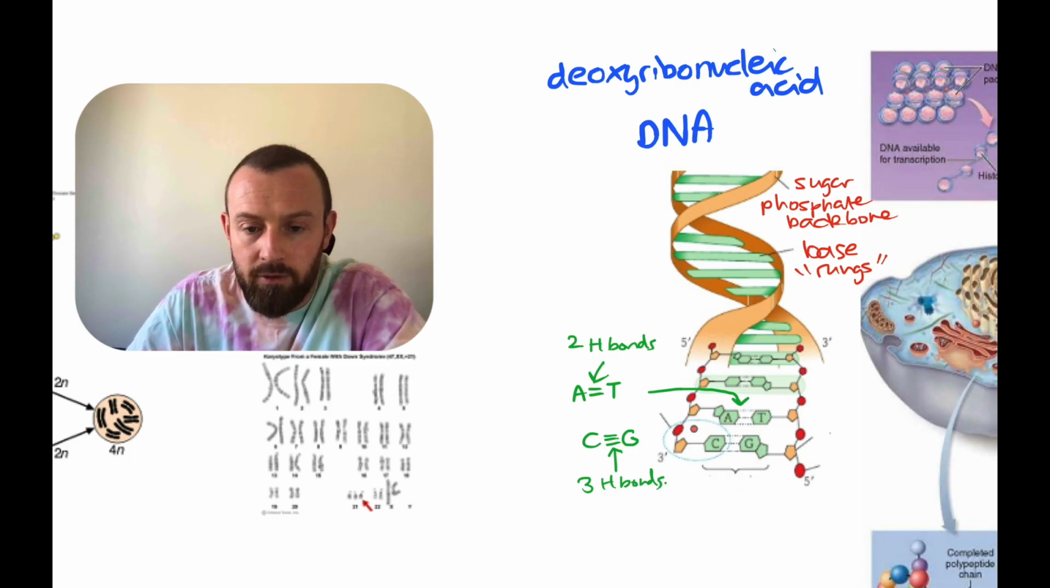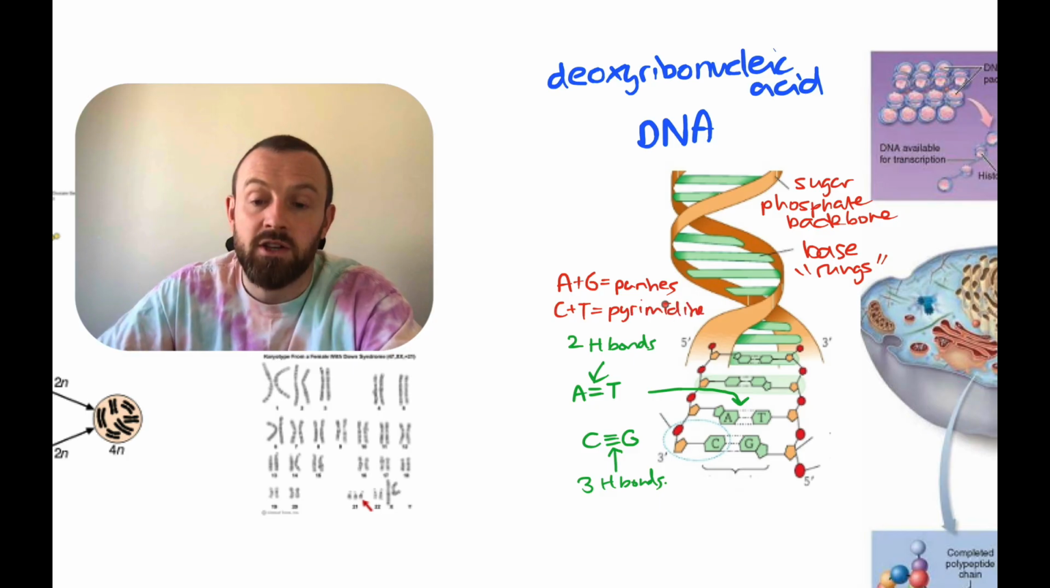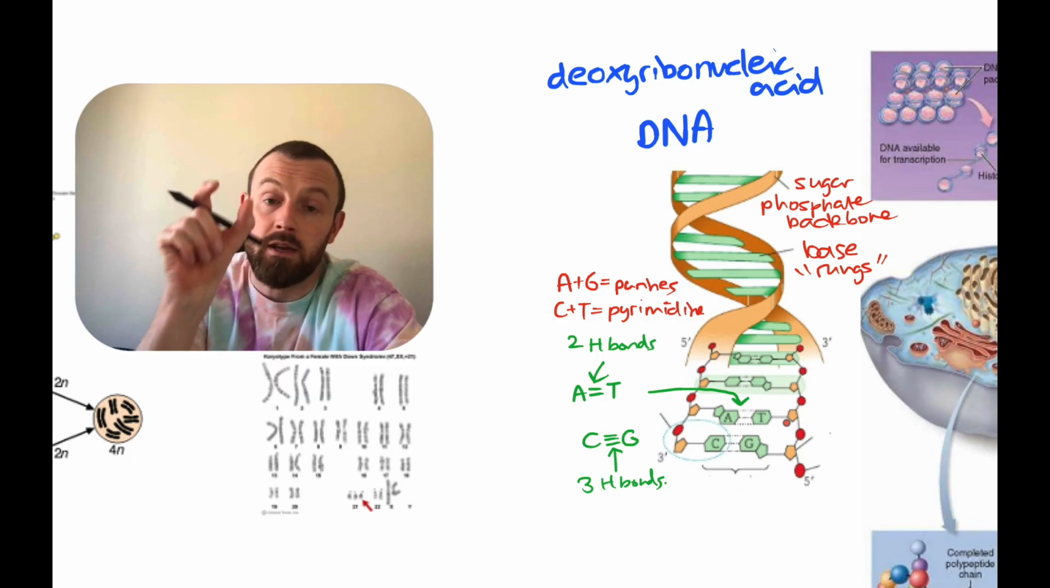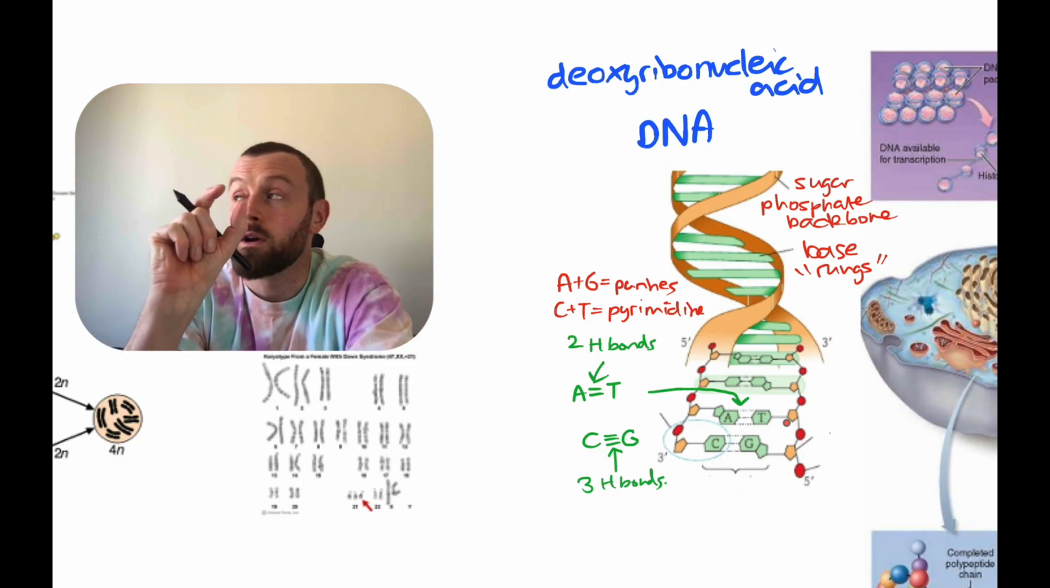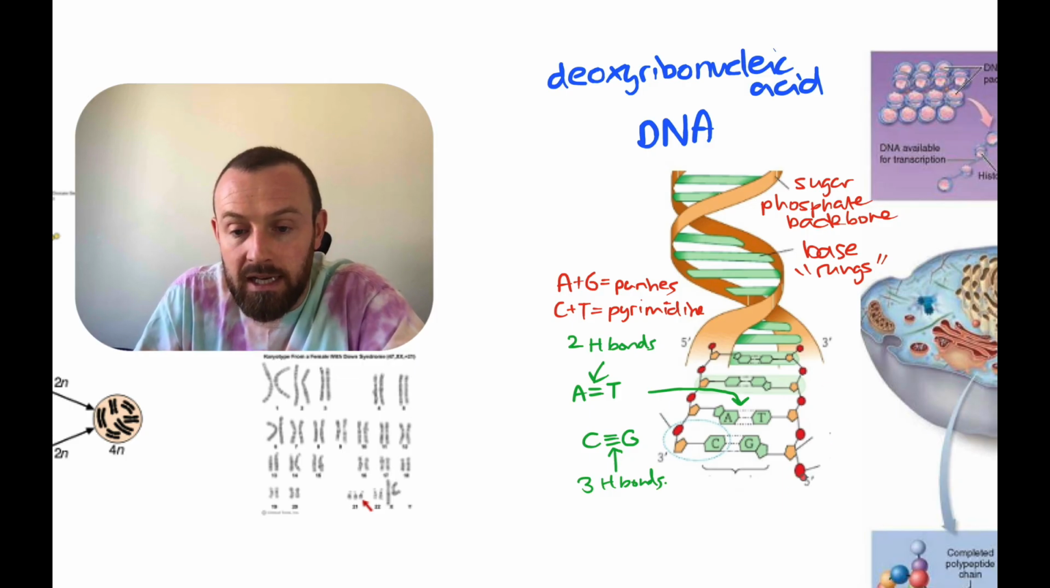And this is more of a recap for the last module, but A and G are the purines, and C plus T are the pyrimidines, and you always have a purine with a pyrimidine. And that is so that the rungs of the ladder are the same length. So the purines are the slightly larger ones.